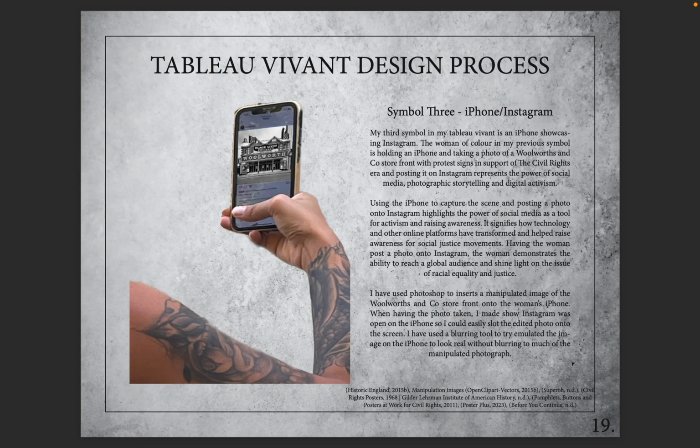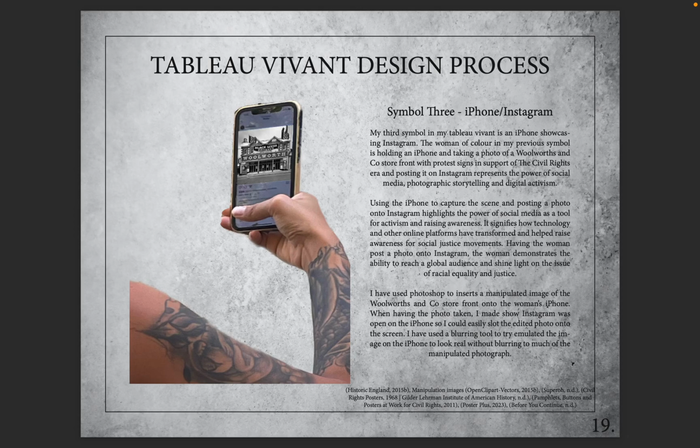Using the iPhone to capture this scene and posting a photo onto Instagram highlights the power of social media as a tool for activism and raising awareness. It signifies how technology and other online platforms have transformed and helped raise awareness for social justice movements. By having the woman post a photo onto Instagram, she demonstrates the ability to reach a global audience and shine light on the issue of racial injustice.